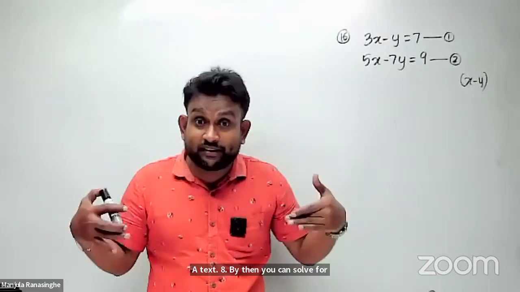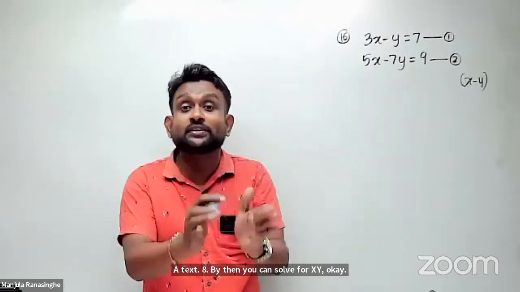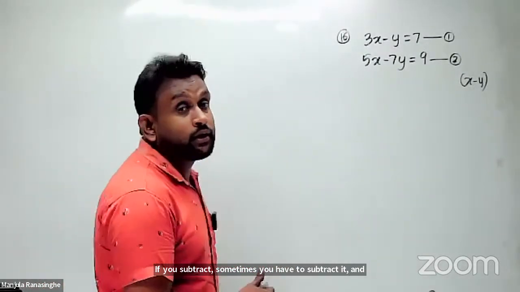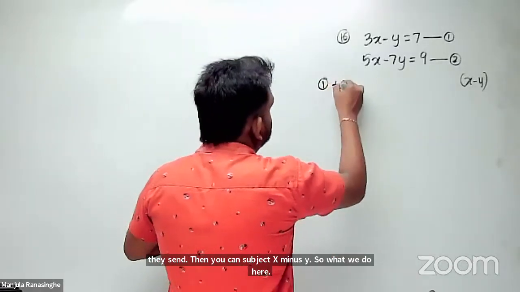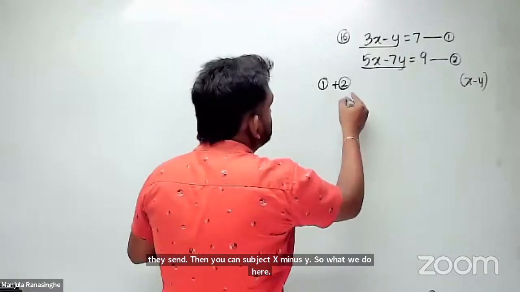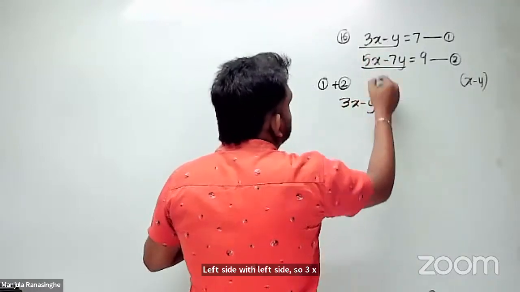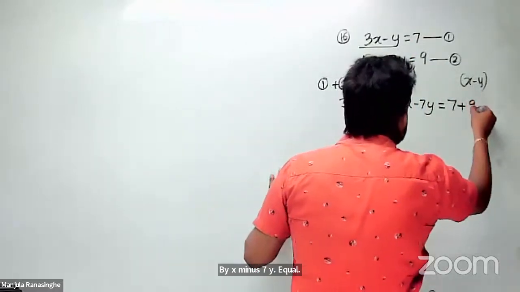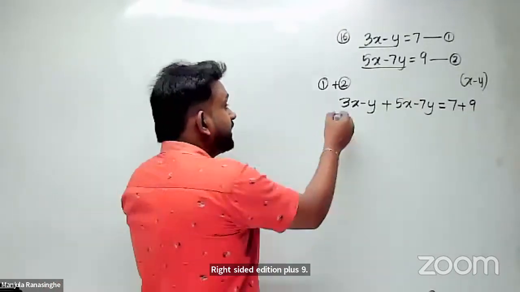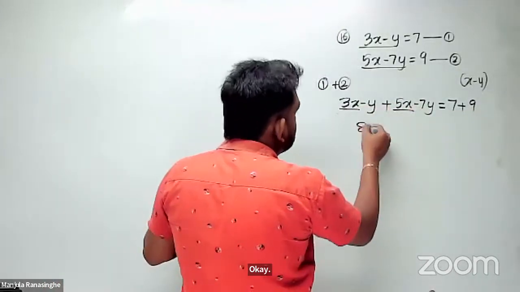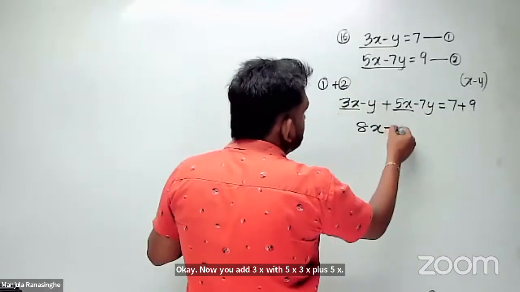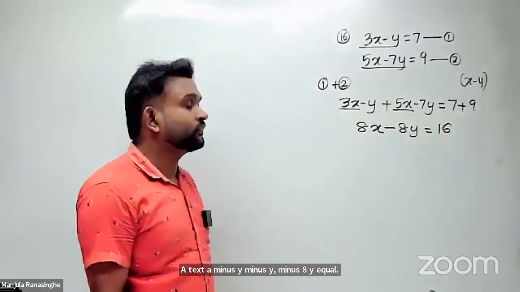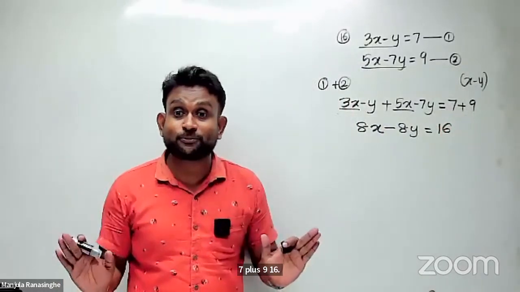Sometimes you have to subtract, and the x and y coefficients are the same. Then you can find x minus y. So what we do here, I add the 1st and 2nd equations, left side with left side. So 3x minus y plus 5x minus 7y equals the right side addition, 7 plus 9. Now you add 3x with 5x, 8x, and here minus y minus 7y is minus 8y, equal to 7 plus 9, 16. Now 8x minus 8y is found.